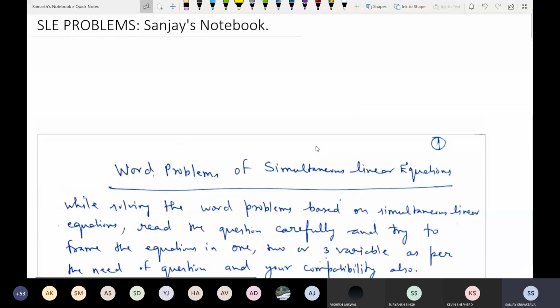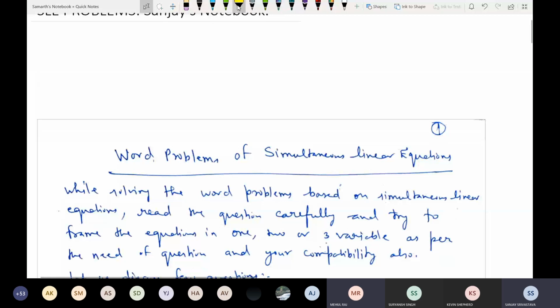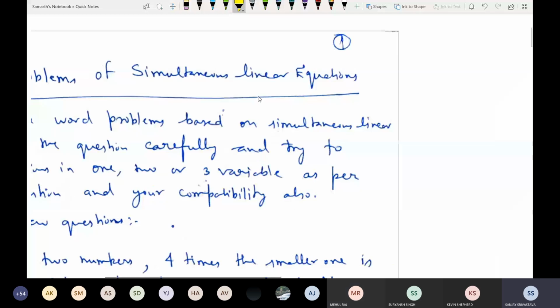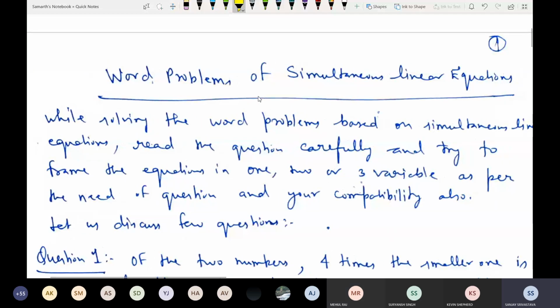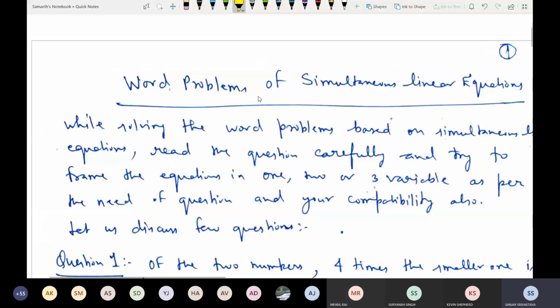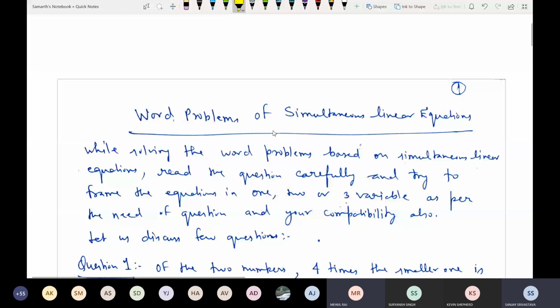So now let us start with the word problems today. Word problems on simultaneous linear equations. Now, while solving the word problems based on simultaneous linear equations, what you have to do is read the questions carefully and try to frame the equation in one or two or three variables as per the requirement of the question and your compatibility, so that you feel it is easy. How to frame the equation? Just read it properly.